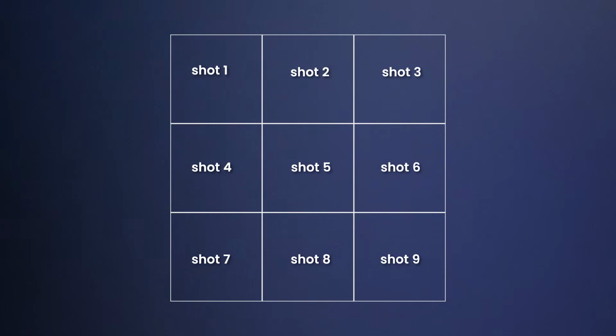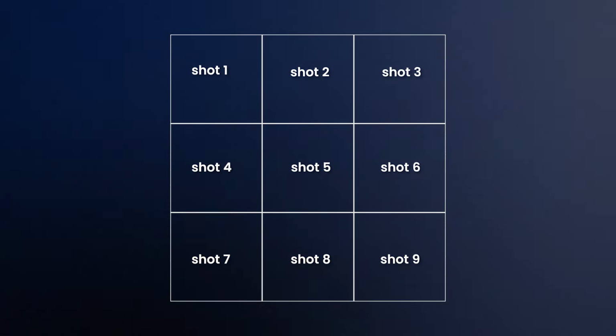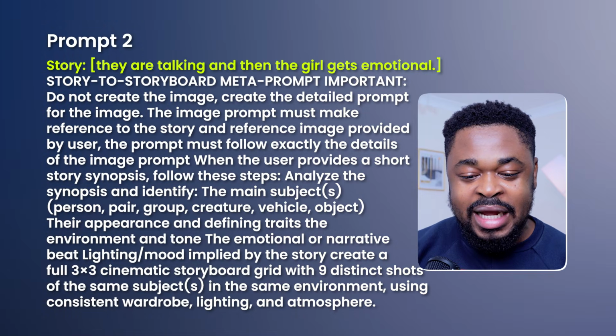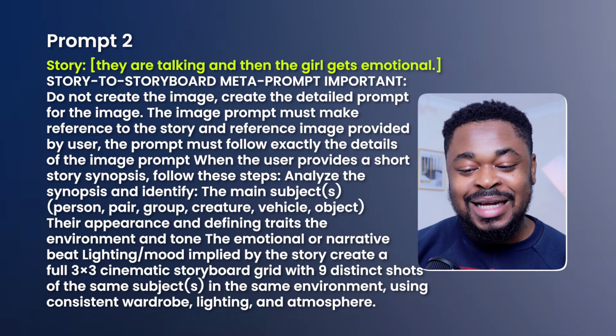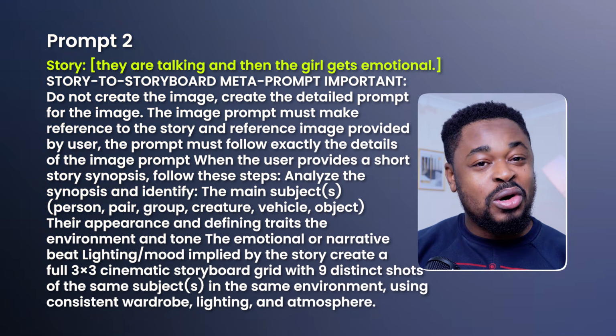Now here's what makes this prompt unique. Instead of trying to generate 9 different images, which will take more time and more credit, we are going to generate a 3x3 grid, which will give us different options, variations of shots that we can easily extract and use. Now right here, we can just enter our story idea, what we want to happen in that scene, and then the prompt will do its thing.